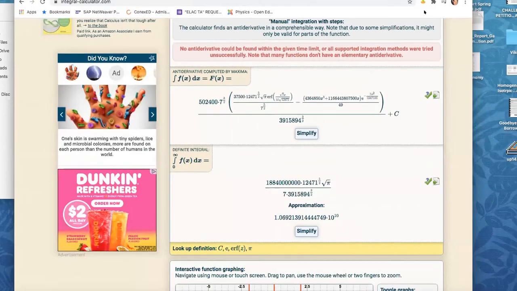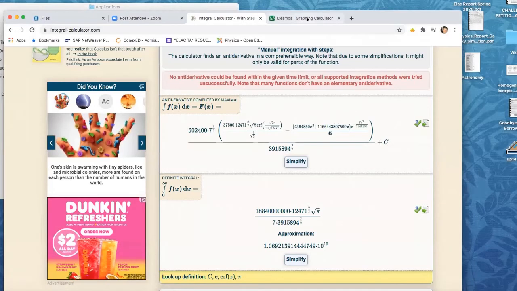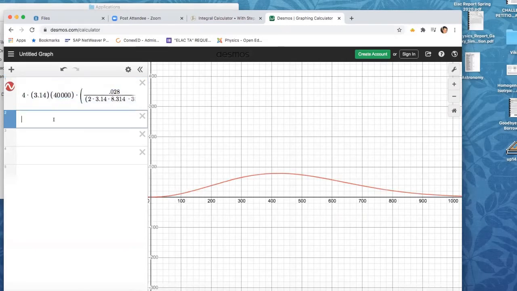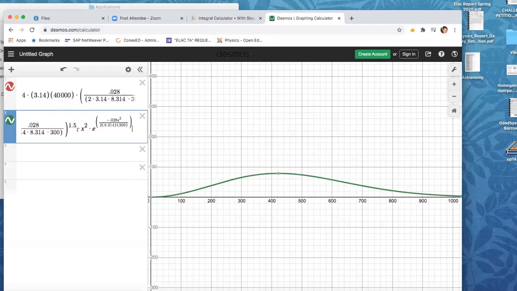Now, the reason why earlier I kept the equation the same is because I would like the freedom to be able to go back to the graph, copy this, and paste it here and say, what would the distribution of nitrogen look like if the nitrogen was at a temperature of 3000? So I can just simply change the temperature here.